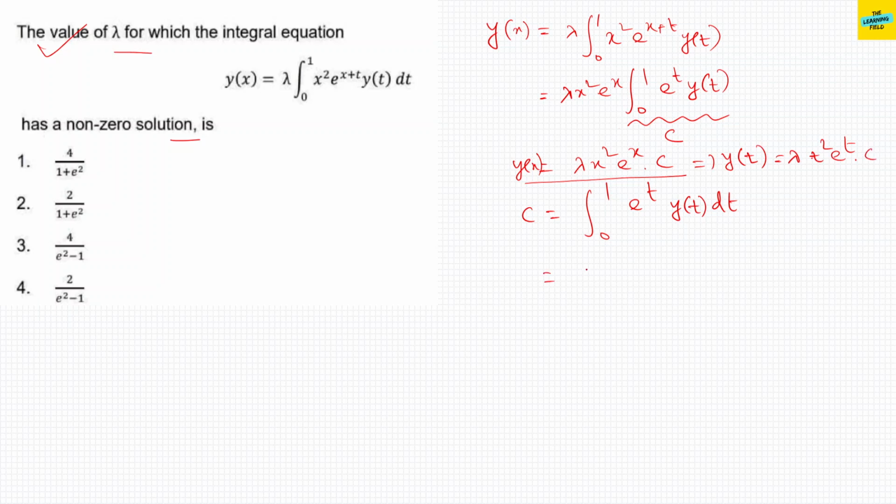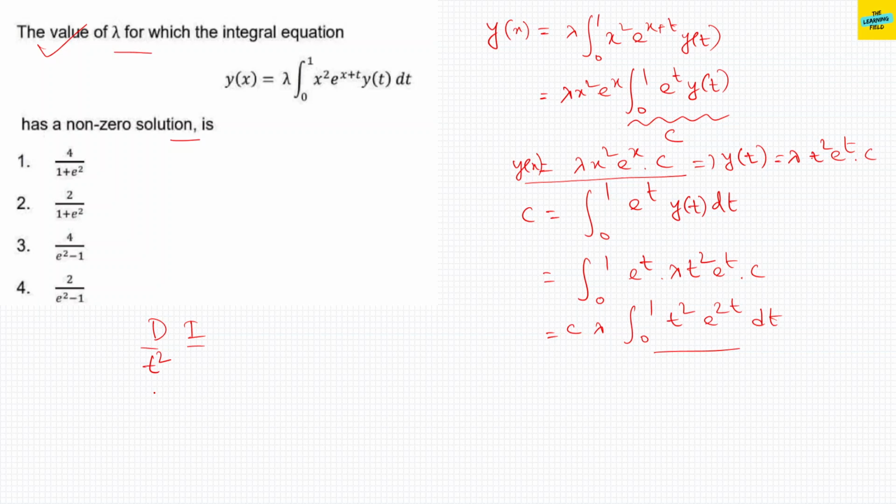Now we put the value of y into this equation: the integral from 0 to 1 of e to the power t into y(t), meaning lambda t square e to the power t into c. So this is equal to c lambda outside the integral from 0 to 1 of t square e to the power 2t dt. Now we have to integrate this thing. For this we use the shortcut, the DI method. I think you all know the DI method.